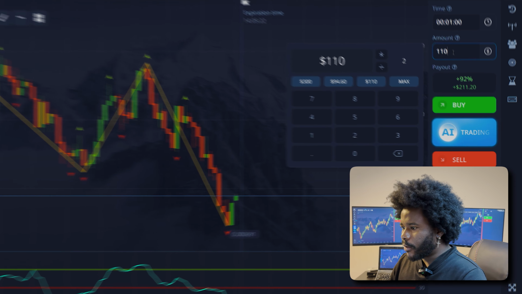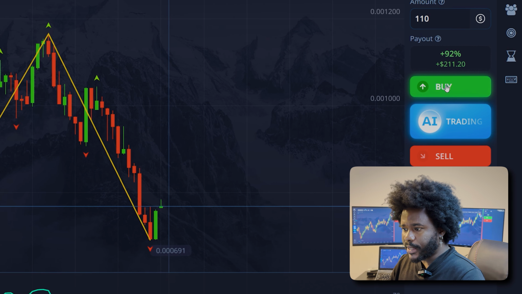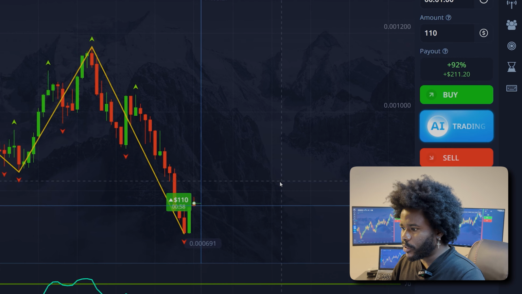So I have already found a good option for entering a trade. I will open a long trade for $110.